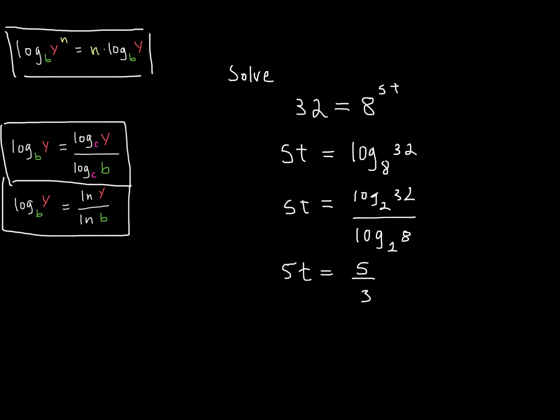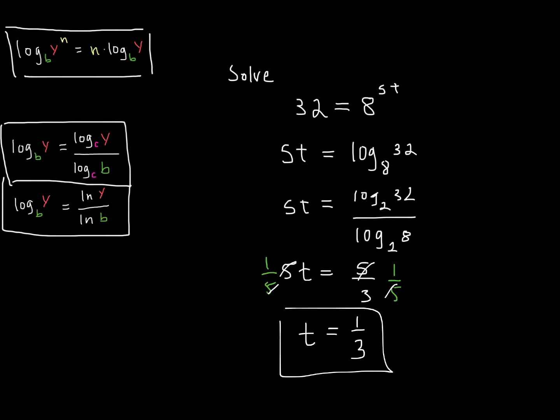And now, to solve for t, I just have to multiply by 1/5 on both sides of my equation. And now I've got t is equal to 1/3. And so I can actually solve for it precisely and exactly.